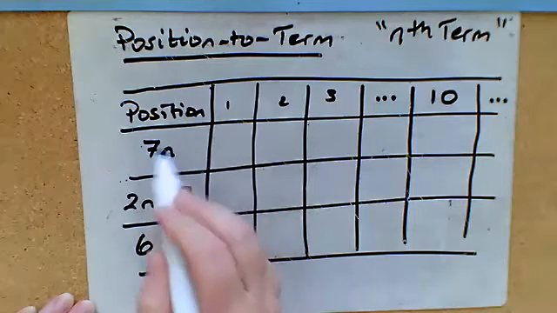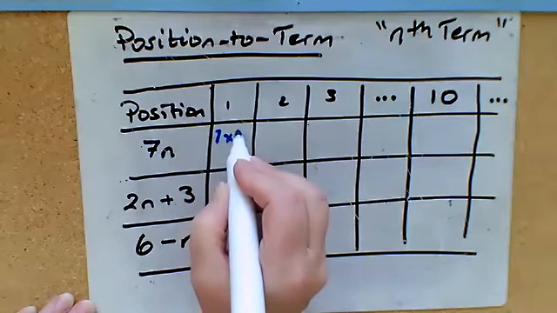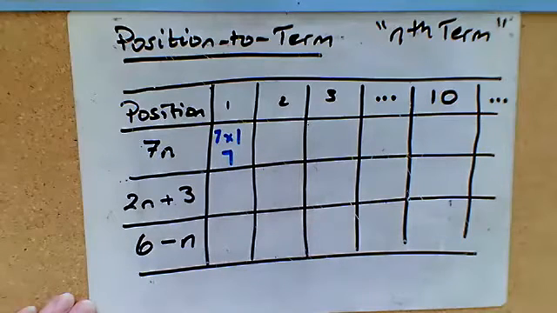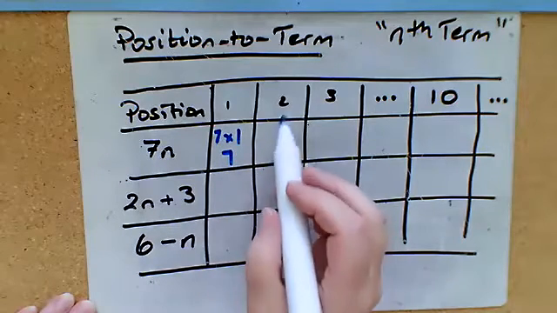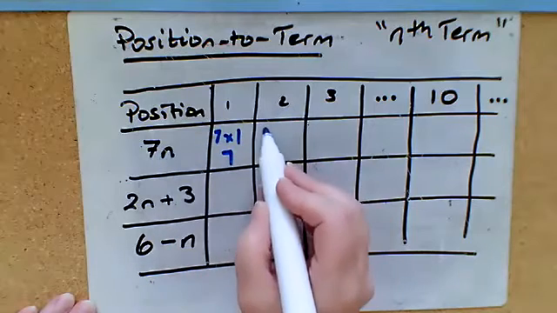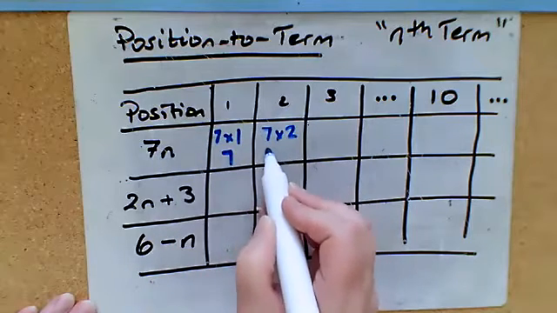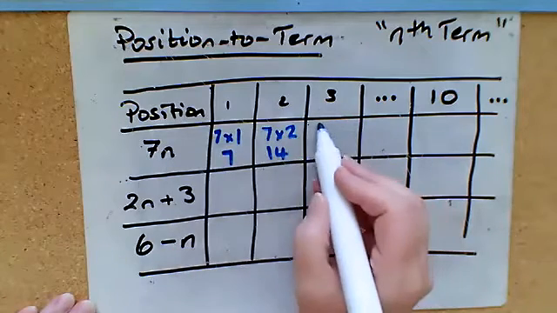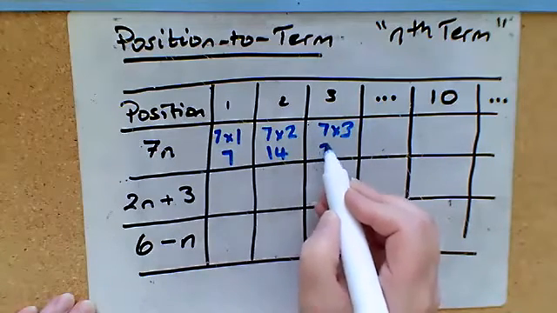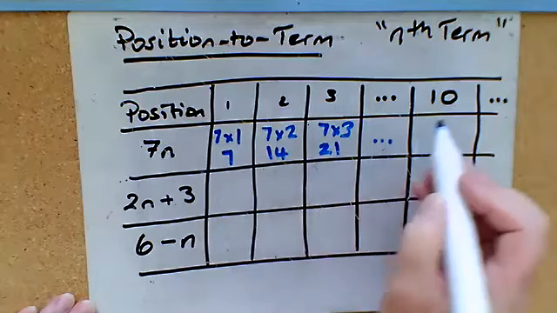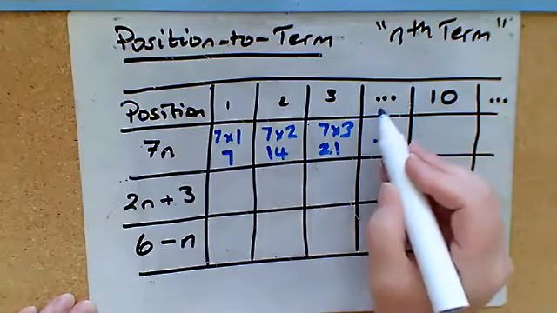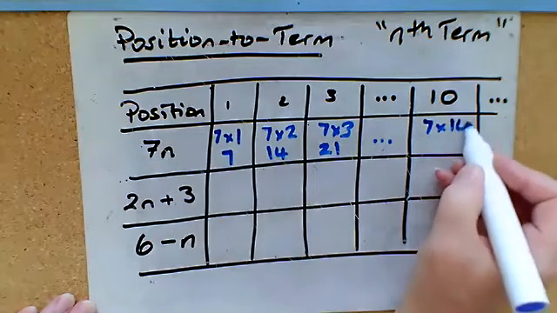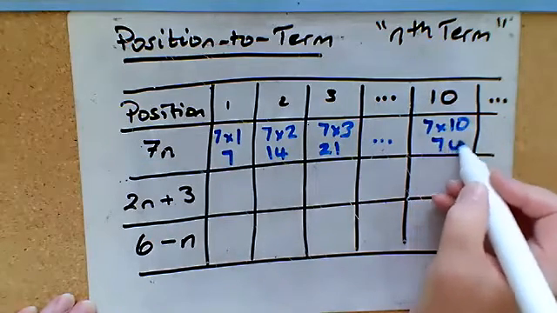So for the 7n, that would be 7 times 1, which is 7. So the first term in this sequence is 7. The second term in the sequence, so our n is now 2, 7 times 2 is 14. For the third term in the sequence, 7 times 3, which is going to be 21. Skipping along all the way to the 10th term, I don't have to do the terms in between. 7n, that would be 7 times 10, which is 70.